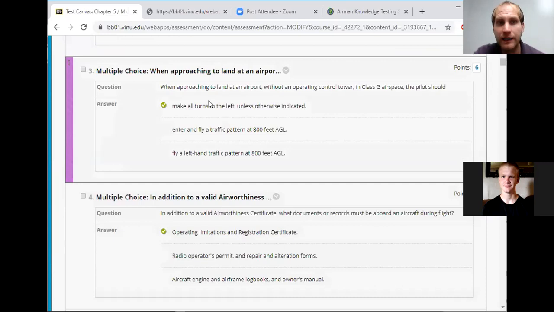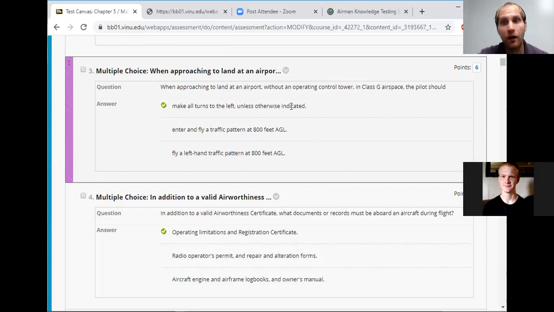Number 3, we're approaching to land at an airport without an operating control tower, Class G airspace. The pilot should make all turns to the left unless otherwise indicated. So you just need to know that standard traffic pattern is 1,000 feet AGL left-hand turns.